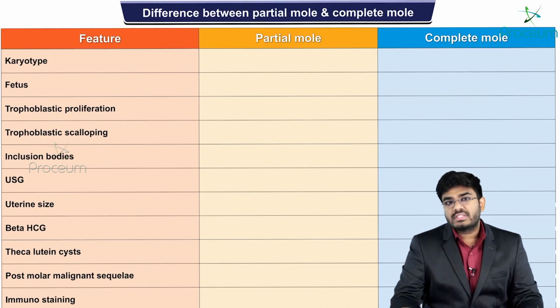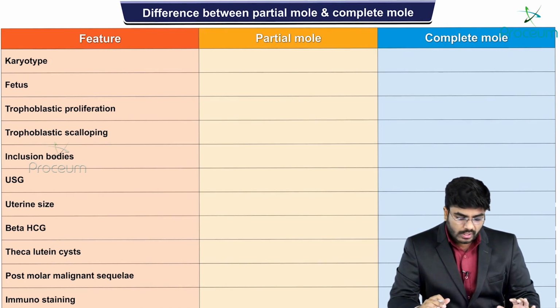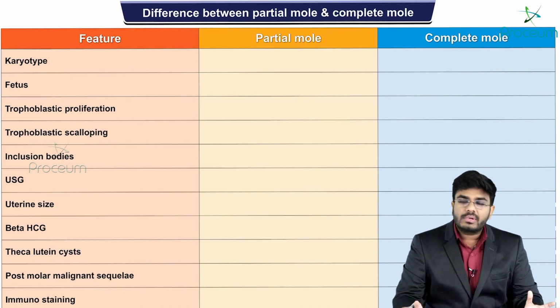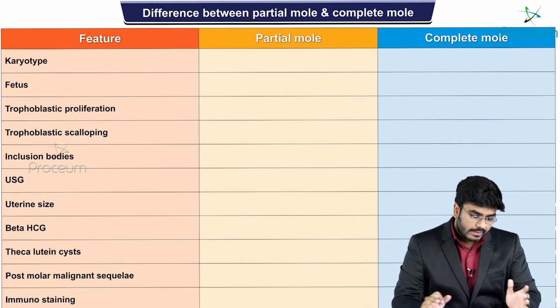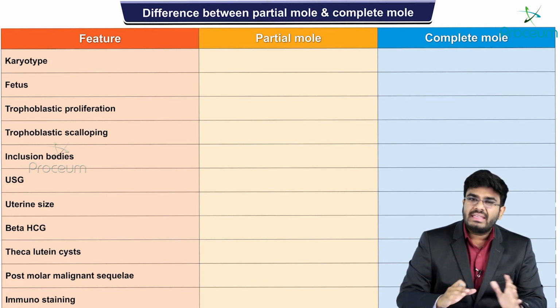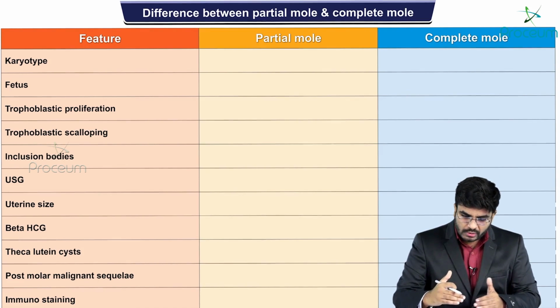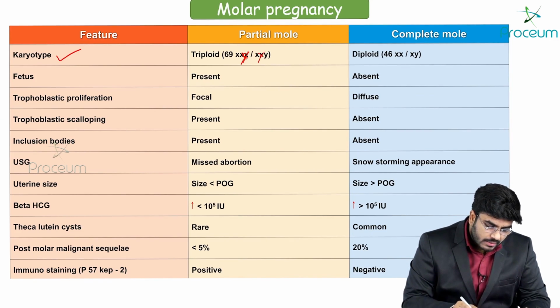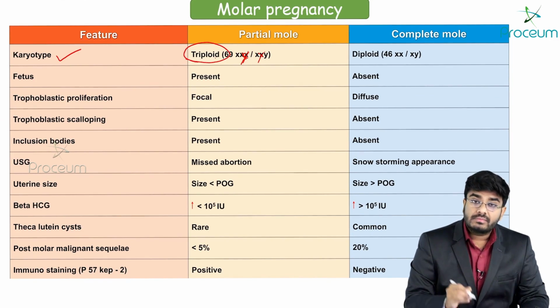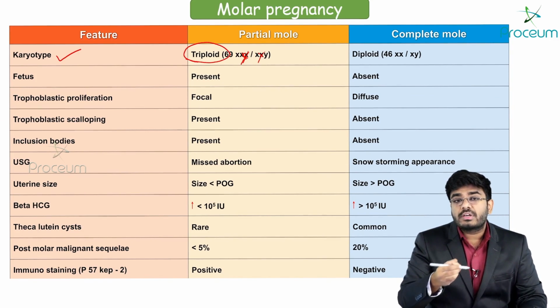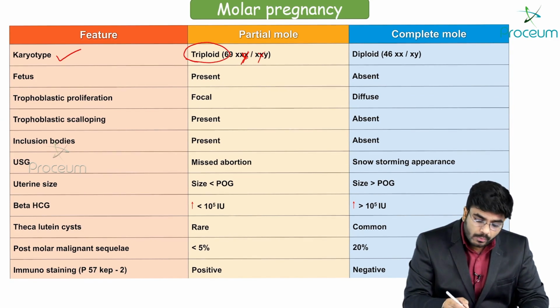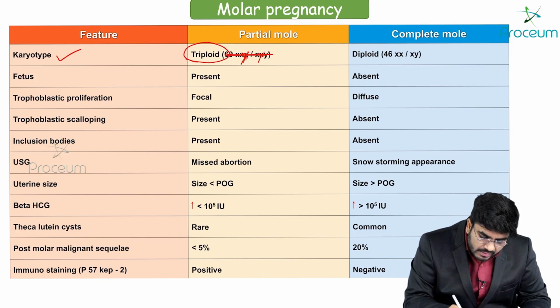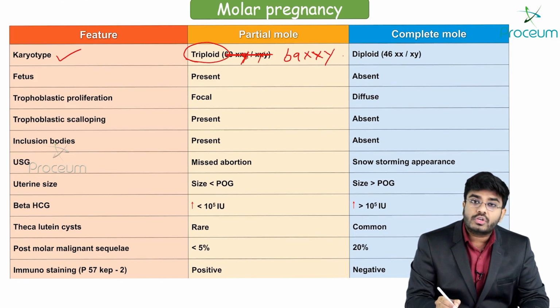Now, let's see what the differences are between a partial mole and a complete mole. Almost 80% of the differences you already know, there is no doubt. I don't want to simply spend the time, so let's directly jump to the answers. See, karyotype: partial moles are triploid in nature. It's dispermic, right? Two sperms are fertilizing a single ovum. So usually triploid, and the most common karyotype is, there is a typing mistake here, let me write it here, 69XXY. 69XXY is the most common karyotype.